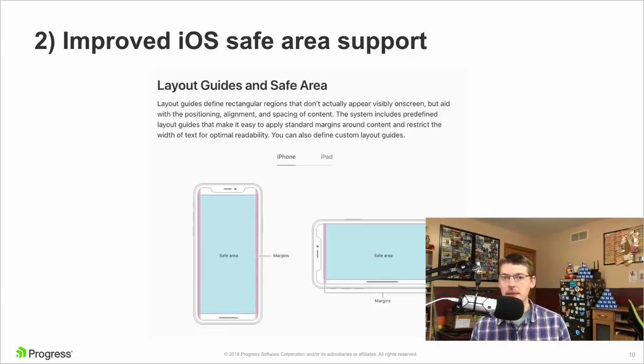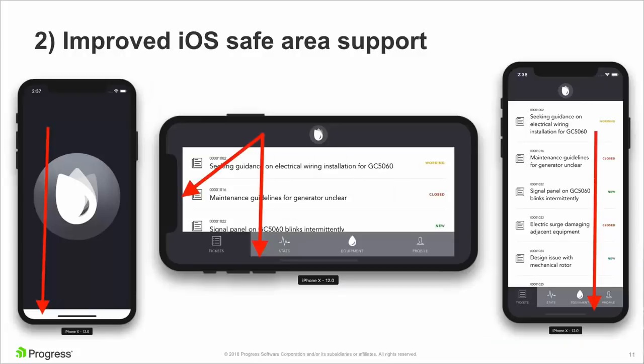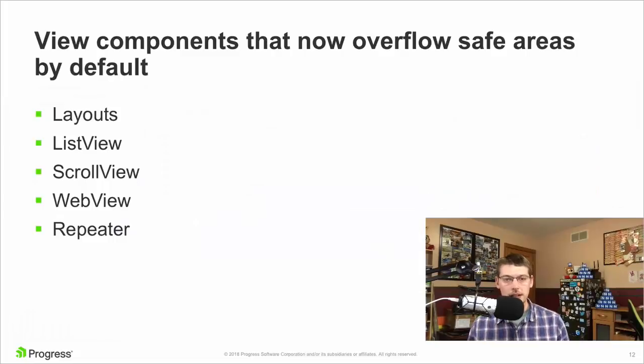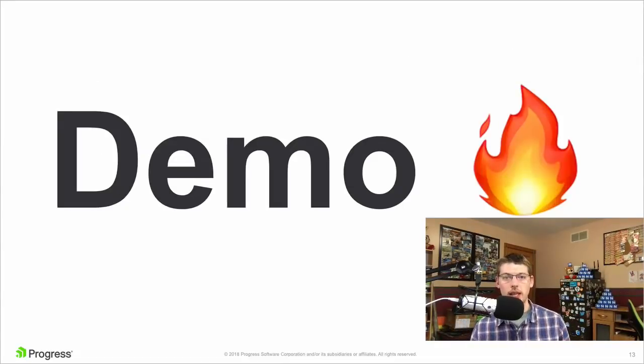The problem is, oftentimes you really want content to render outside of the device's safe areas. And if you have any existing NativeScript apps that you've tested or tried out on the iPhone X or iPhone XS, you might have hit some of the problems like this, where you really want your content to extend past the safe areas. So for NativeScript 5.0, we've changed the default behavior of a number of our UI controls, including all of our layouts, the list view, the scroll view, the web view, and the repeater as well, to automatically overflow safe areas by default. And to show you how this works, let's look at one more quick demo.